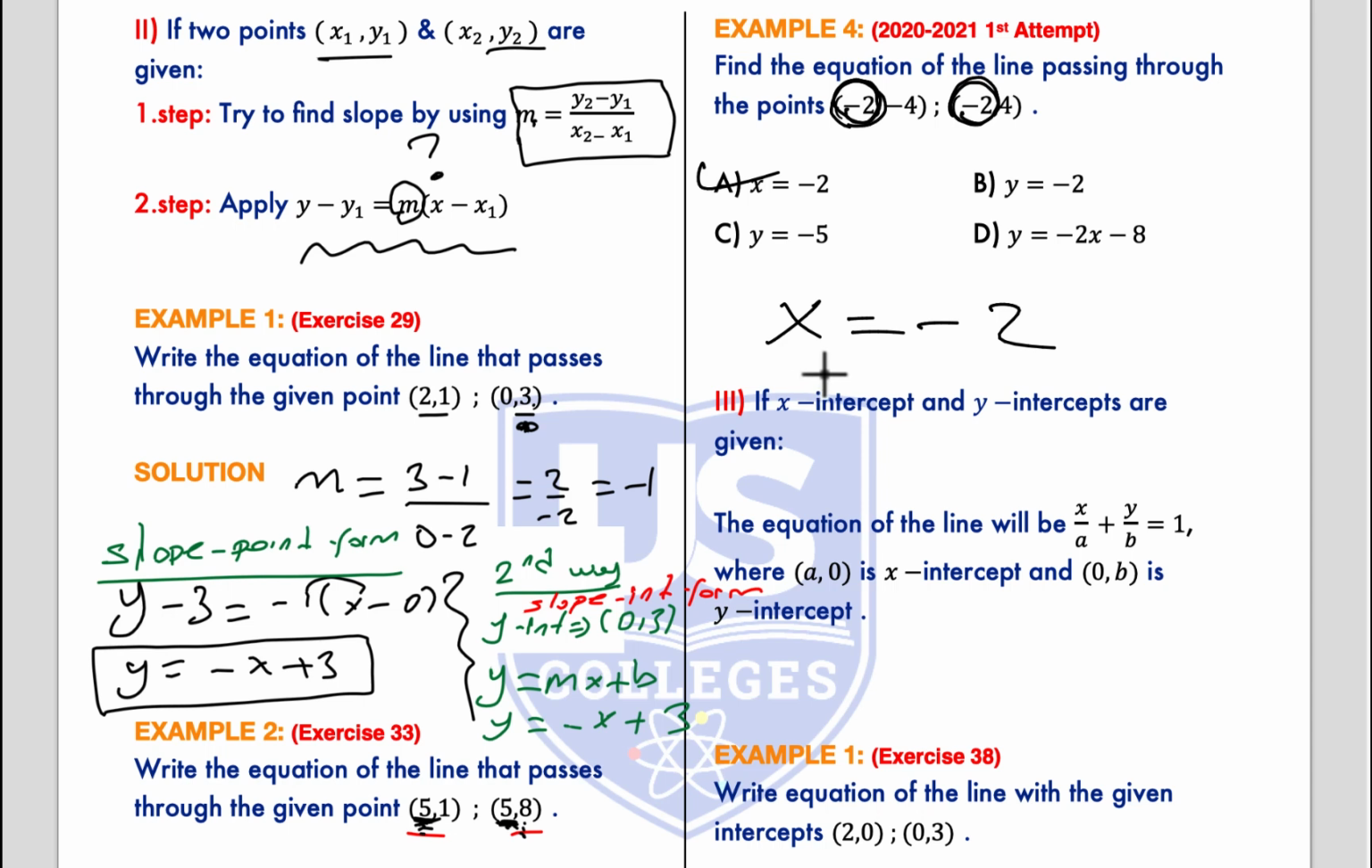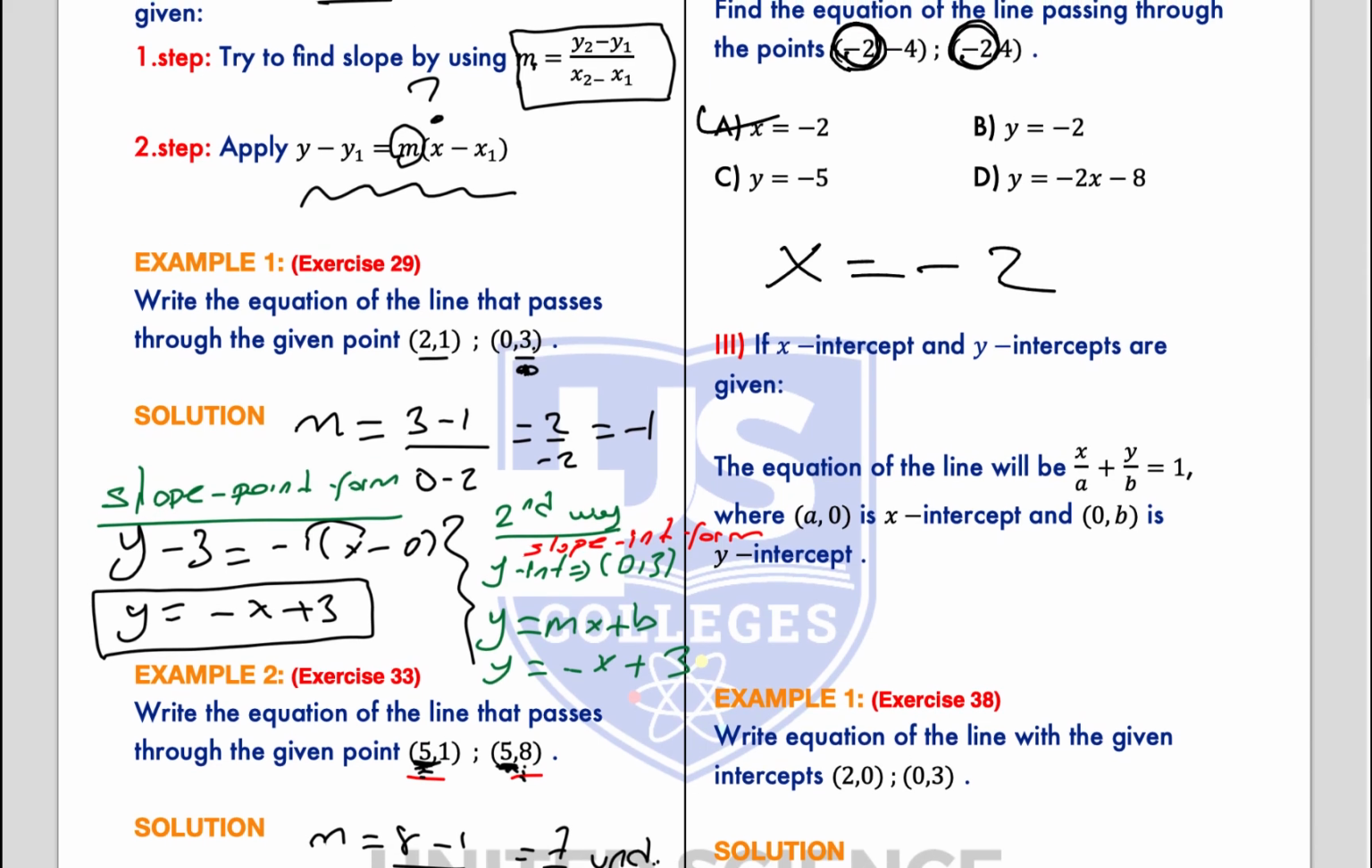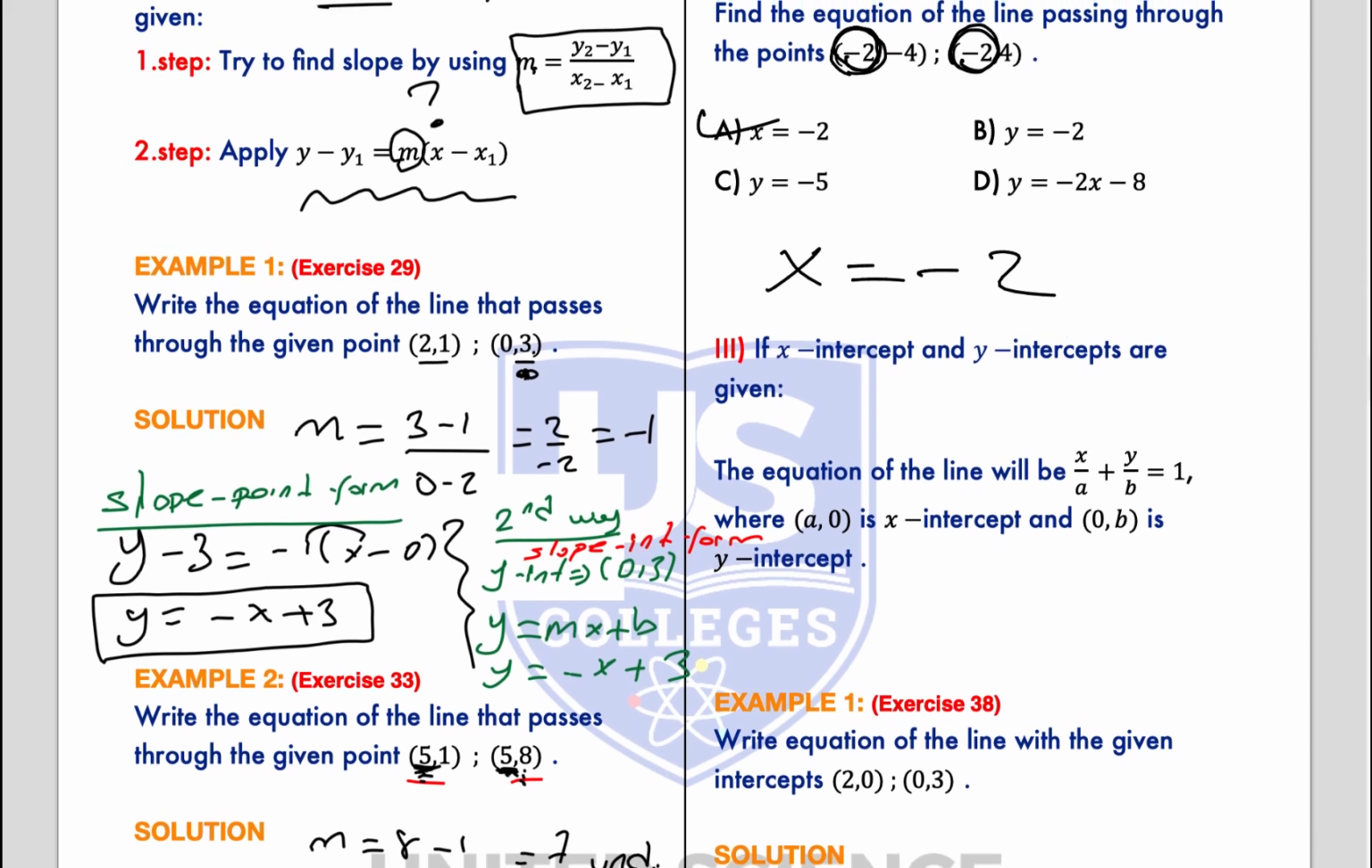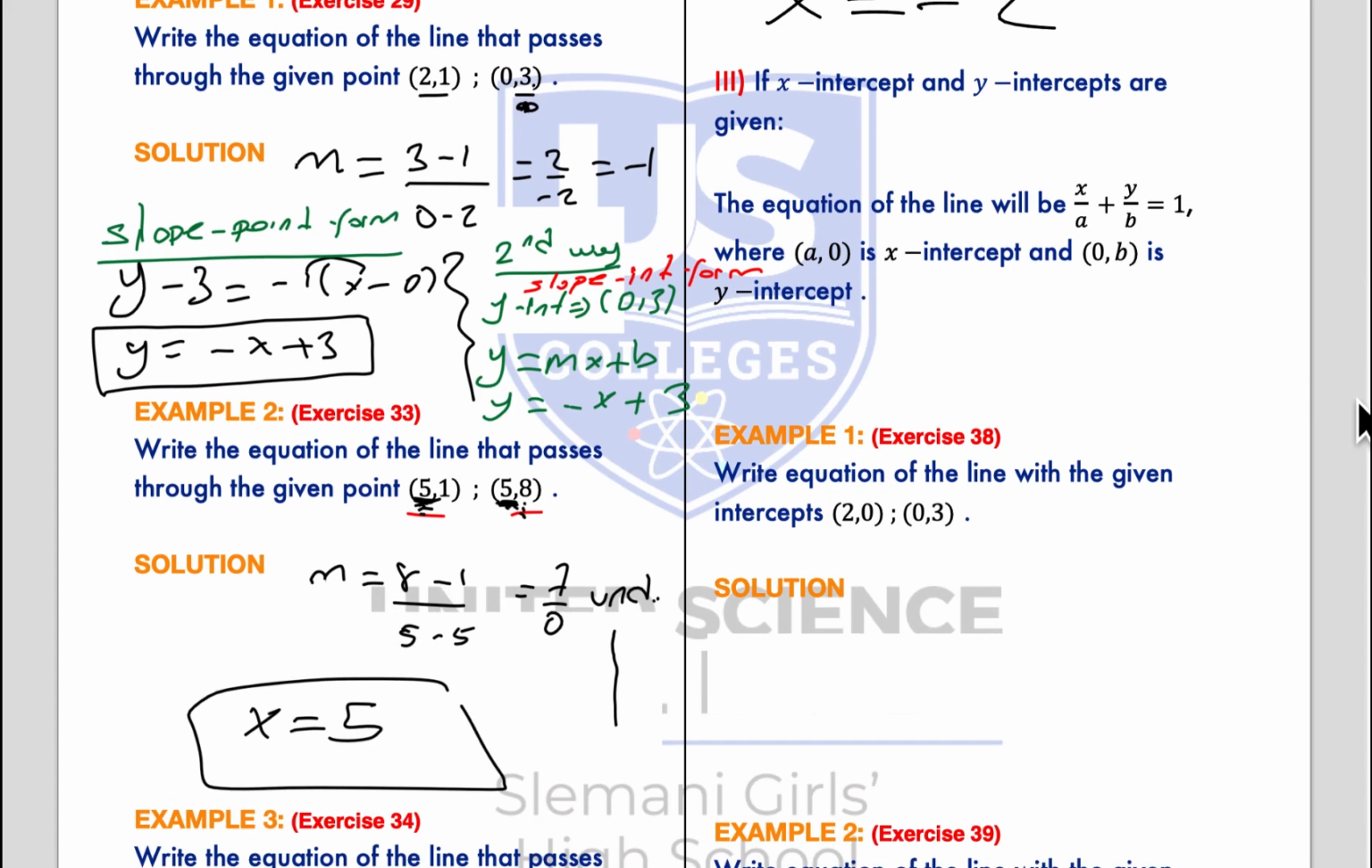Okay, this was the second way, second form. 2 points are given. You use the same form, slope point form, but first you find the slope. Or for these kind of questions, don't solve, just answer it by eyes using identify undefined and zero slope information. Last form, you didn't study this in grade 10. You studied others before, but here you didn't study this.